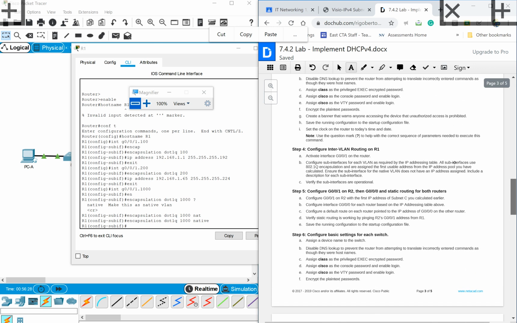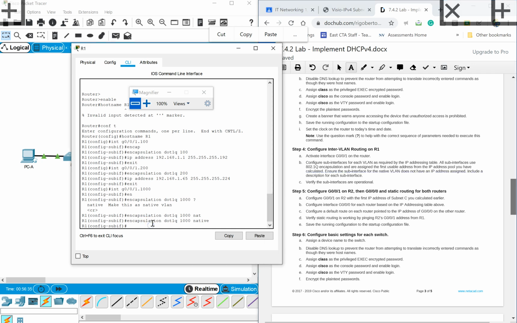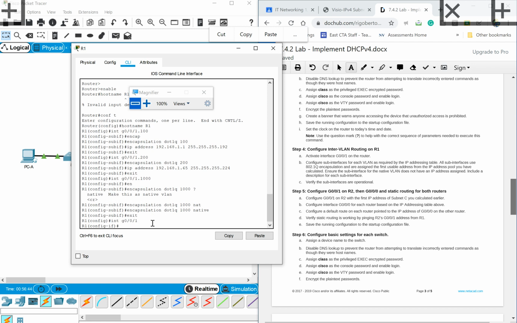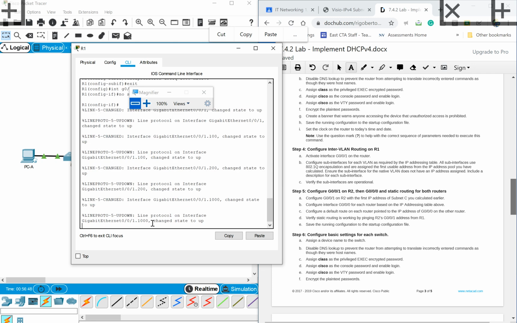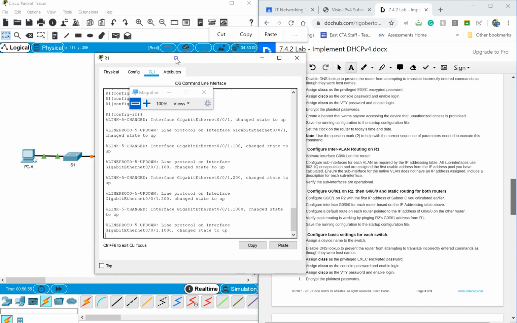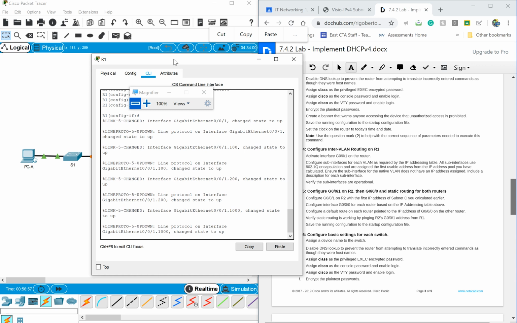So that is step 4. Configure inter-VLAN routing. Verify the sub interfaces are operational. So what does that mean? Well, it means that we have to exit interface G. You have to always go to the main interface and give it a no shutdown. All right, that will bring up all the interfaces. You'll see that now when I move this, it's starting to come up as green. All right, so now I have those active interfaces.